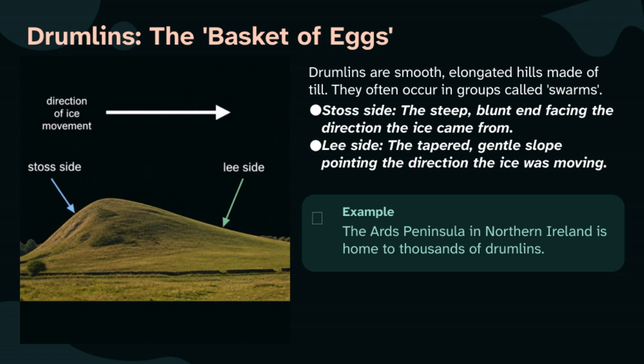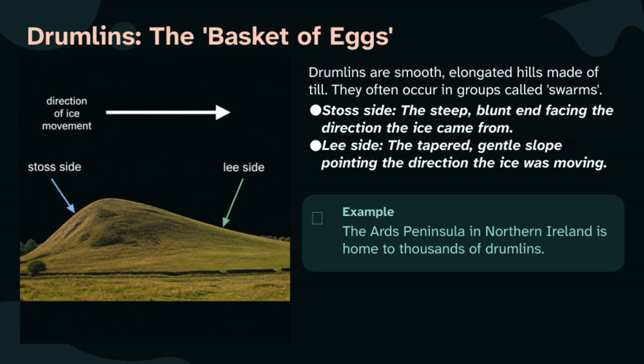So, if you look at a drumlin from above, the tapered end acts almost like an arrow showing the direction of ice flow. The slide gives the example of the Ards Peninsula in Northern Ireland, which has thousands of drumlins. Drumlins are useful evidence because they tell us not just that ice was present, but also the direction in which it moved.